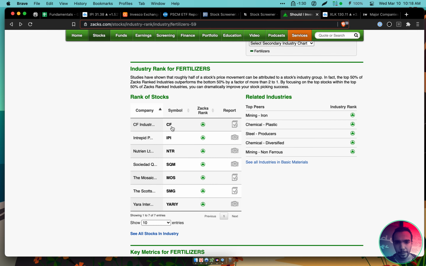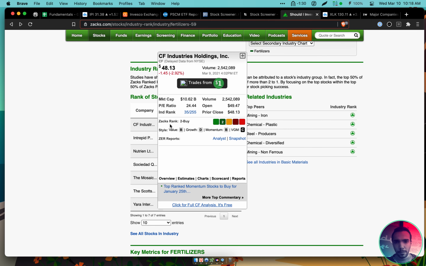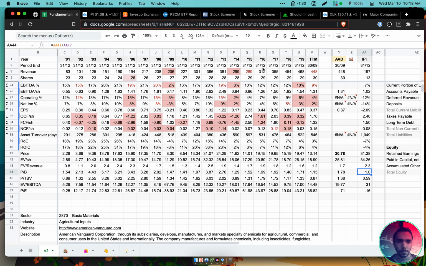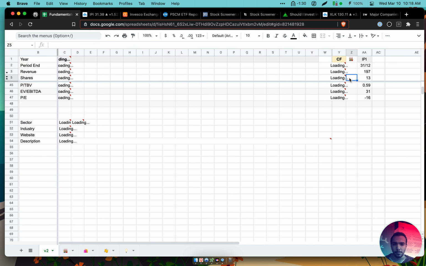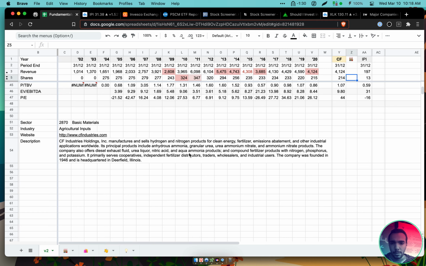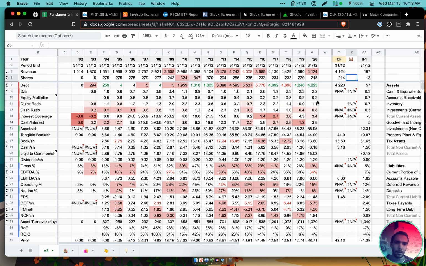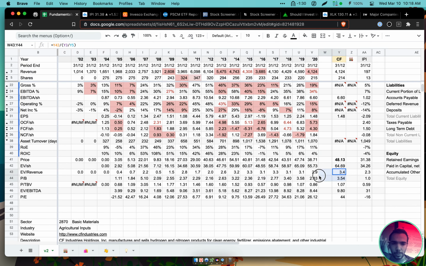Okay, Industry Bank. FCF. IPI. Okay, we've seen IPI. Let's take a look at TF. What is TF? Sounds like a real fertilizer-y name. Hydrogen, nitrogen for clean energy fertilizer, emissions abatement. Okay, whatever. So we just look at the multiples. You can see they're trading at, wow, even more expensive, 3.5x revenue. 1x book.